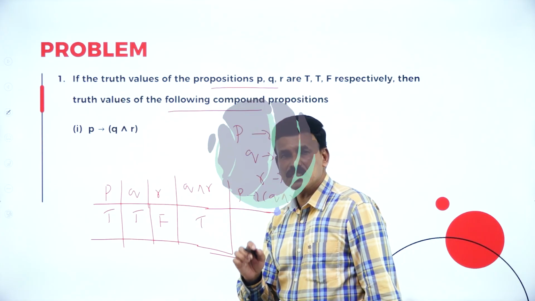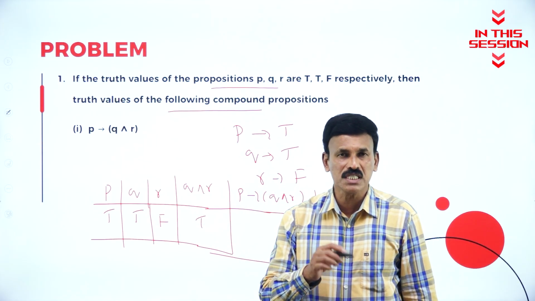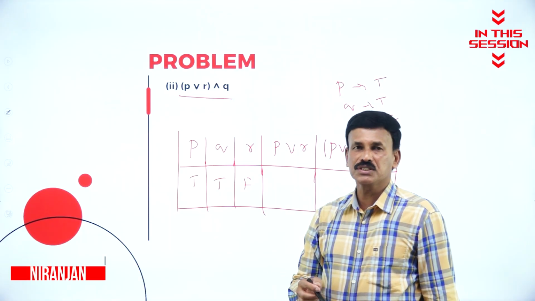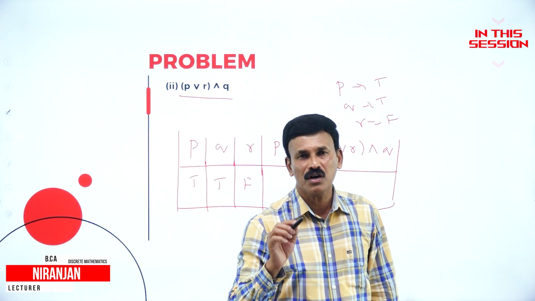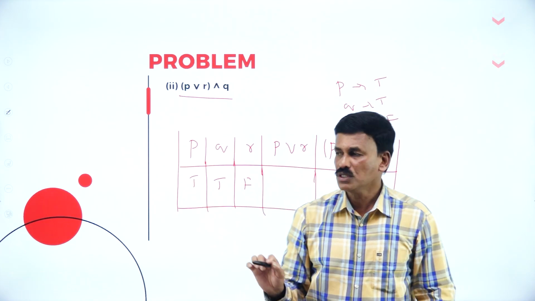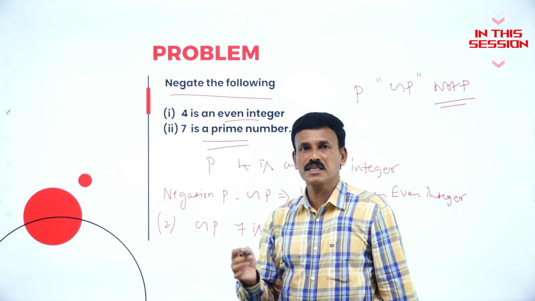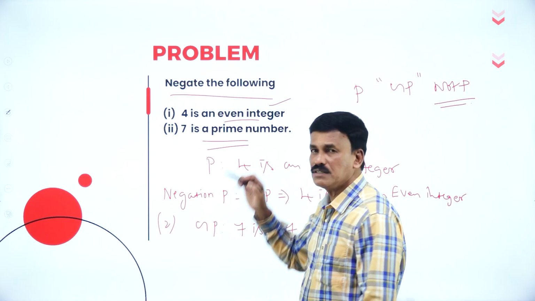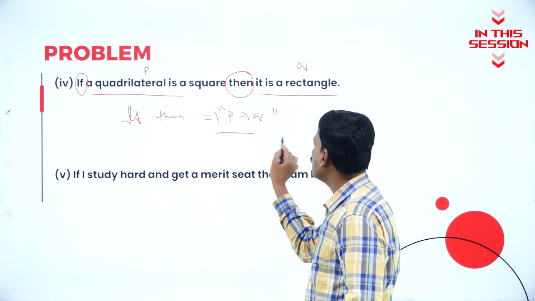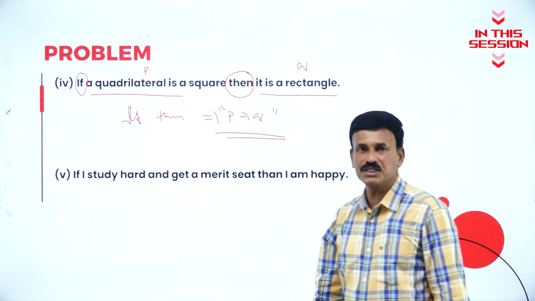So the conditional is false only if it is true and false. T and F is false. In other cases it is true. In case of disjunction, if it is F and F, false and false, then only the statement is false. In other cases it is true. 4 is an even integer. The negation of this is 4 is not an even integer. If a quadrilateral is a square, then it is a rectangle is represented as P conditional to Q.